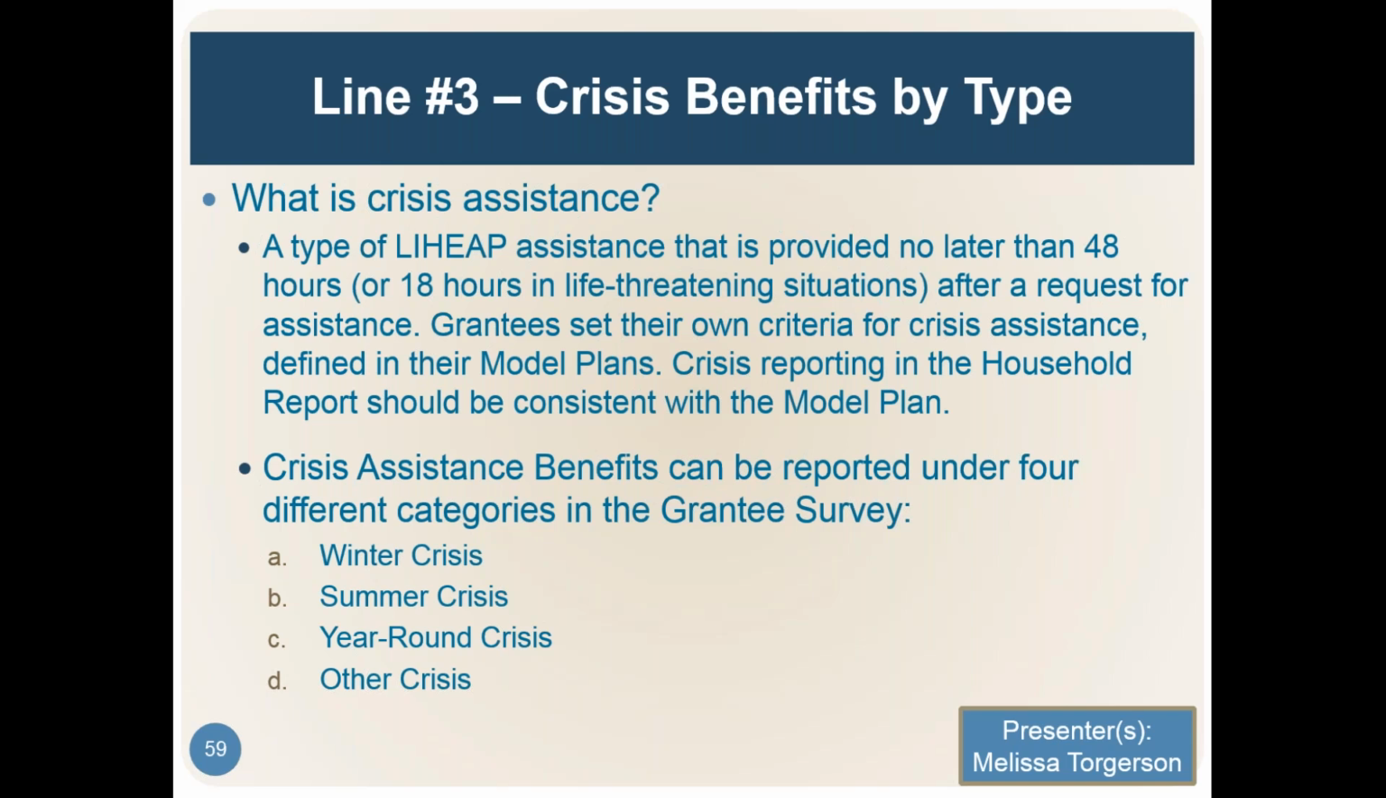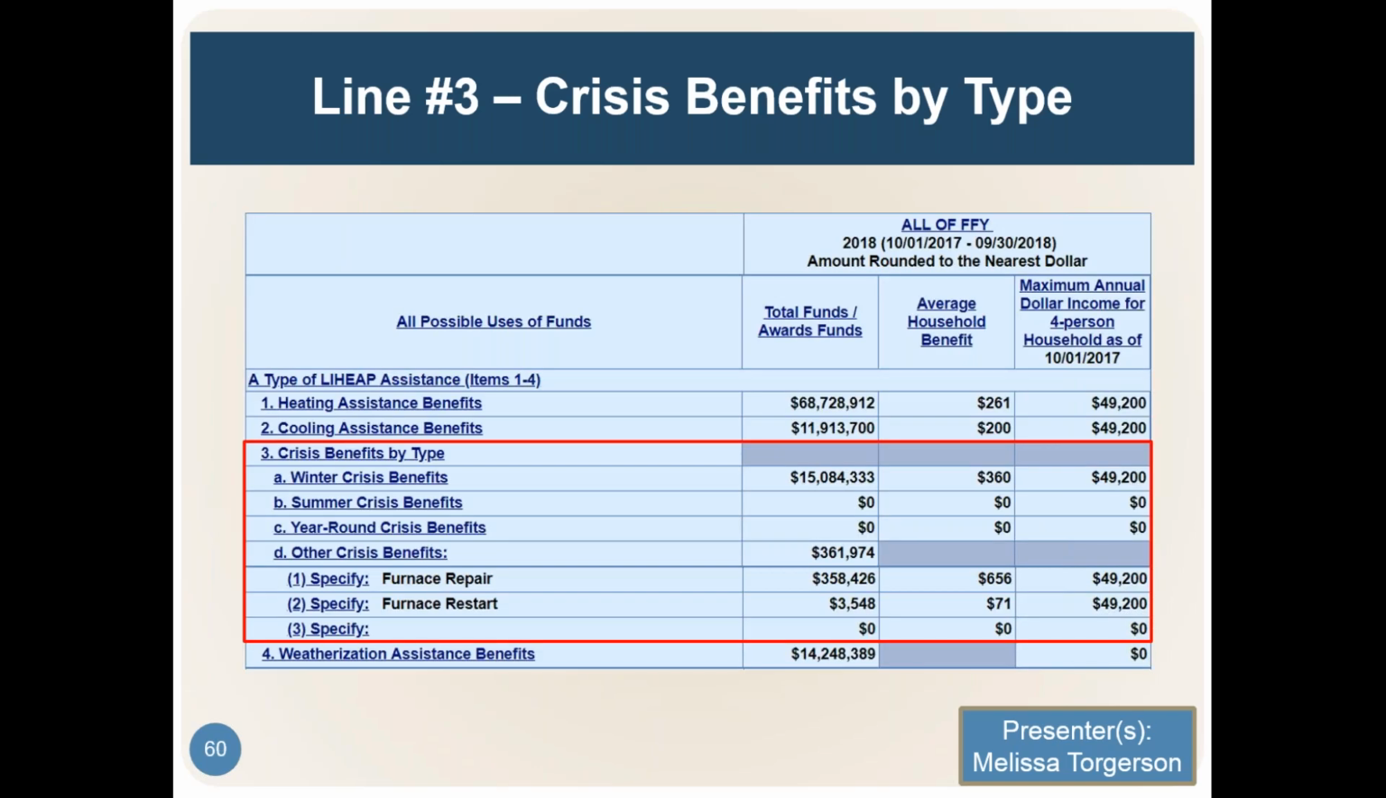In the Grantee Survey, benefits can be reported under 4 different categories. And when we say benefits, we mean obligation toward crisis assistance benefits. And this would be winter crisis, summer crisis, year-round crisis, or other crisis. And you'll notice here, this is a screenshot of what something might look like, and we'll walk through this here.